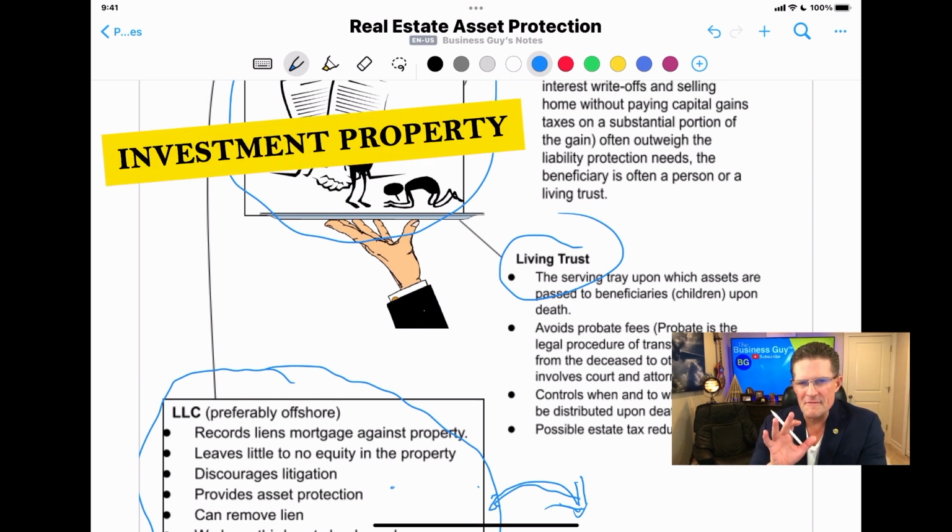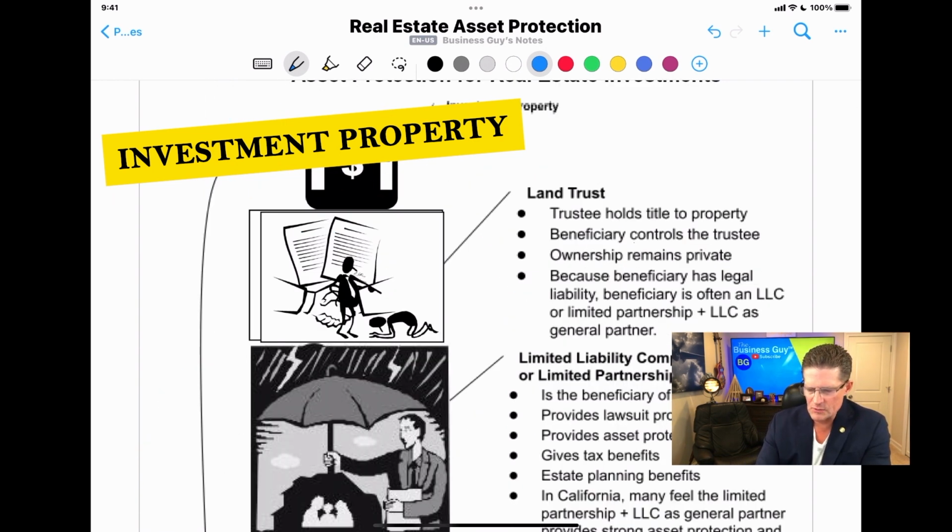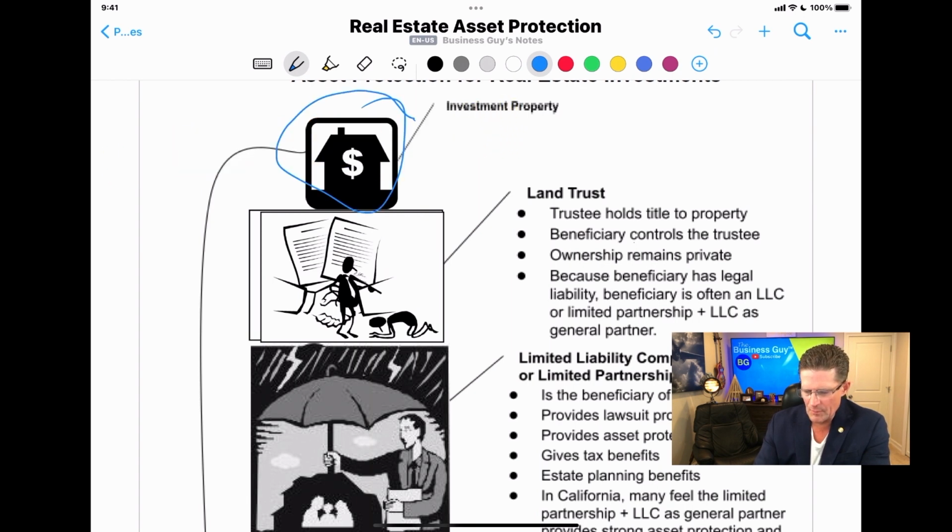Okay, so let's look at investment property. Real estate that you hold for income producing purposes or second homes. What do you do with that? In that case, what we do is we take the piece of property and we put it into a land trust for privacy of ownership.